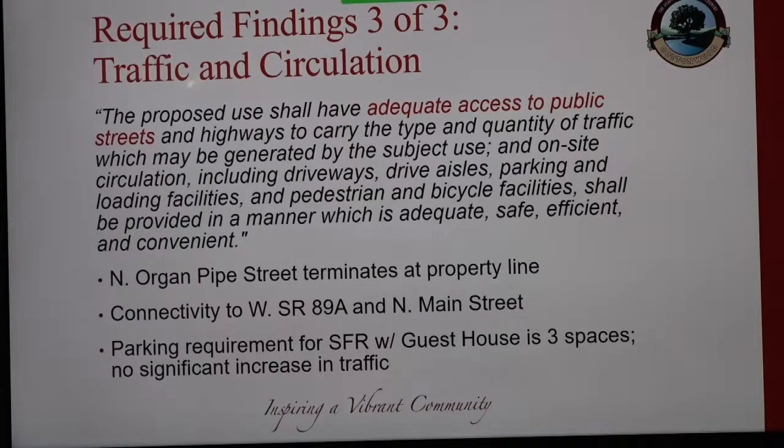The third finding is that the proposed use shall have adequate access to public streets, able to carry the type and quantity of traffic which may be generated by the subject use. Organ Pipe Street terminates at the property line. Organ Pipe Street is a public street. It's a public right-of-way, so it does have access to public streets, and it is connected with State Route 89A and North Main Street via Organ Pipe.